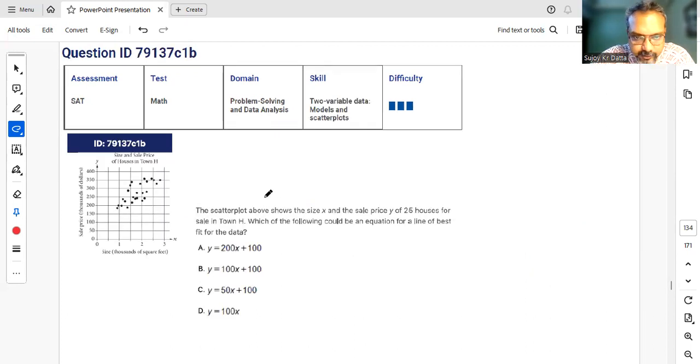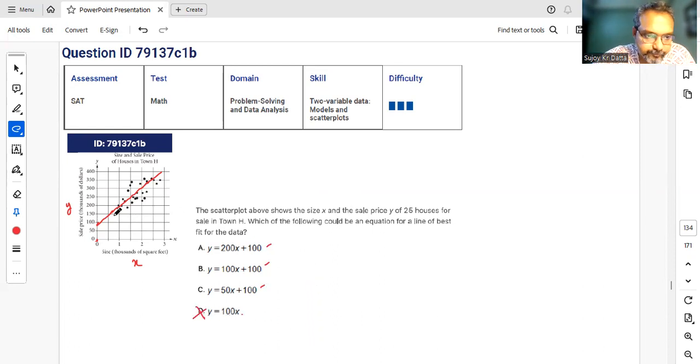So you have a scatter plot of x and y. Which of the following could be the equation? The line of best fit is somewhat like this. The y-intercept is expected to be somewhere around the 100 mark. So this is 100, this is 100, this is 100, this is not 100. So we can strike that out.